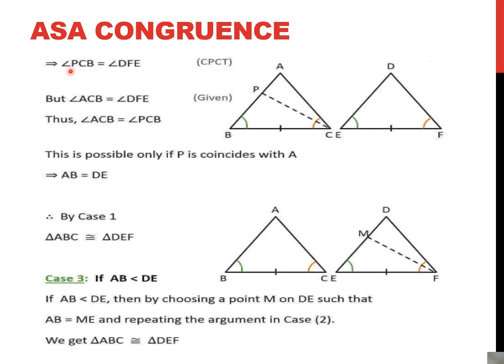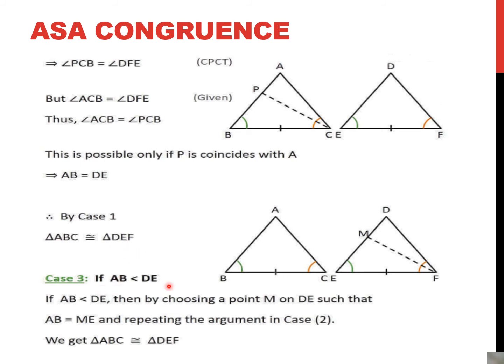And from here you can prove that angle PCB is equal to angle DFE, right? But you already know that ACB is equal to DFE. It is already given to us. It means ACB is equal to PCB. And when is it possible? When A and P coincide. It means AB has to be equal to DE. So by case 1, we again come to the conclusion that triangle ABC is congruent to triangle DEF.